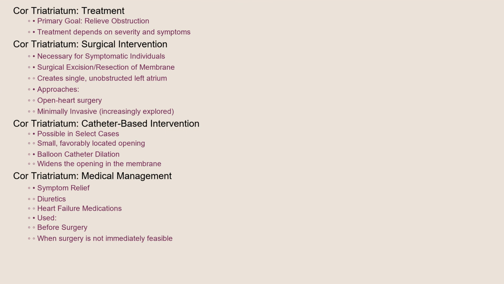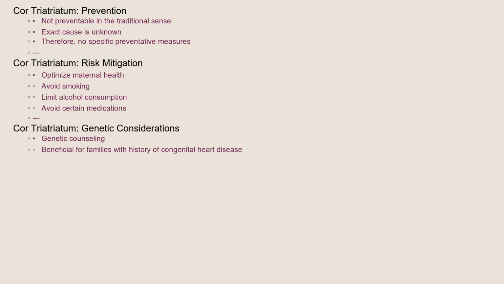Medical management, such as diuretics and medications to manage heart failure, may be used to alleviate symptoms before surgery, or in cases where surgery is not immediately feasible. As a congenital heart defect, Triatriatum is not preventable in the traditional sense. Since the exact etiology is not fully understood, there are no specific preventative measures known. However, women planning to become pregnant can optimize their health by avoiding smoking, excessive alcohol consumption, and certain medications known to increase the risk of congenital heart defects. Genetic counseling may be beneficial for families with a history of congenital heart disease.